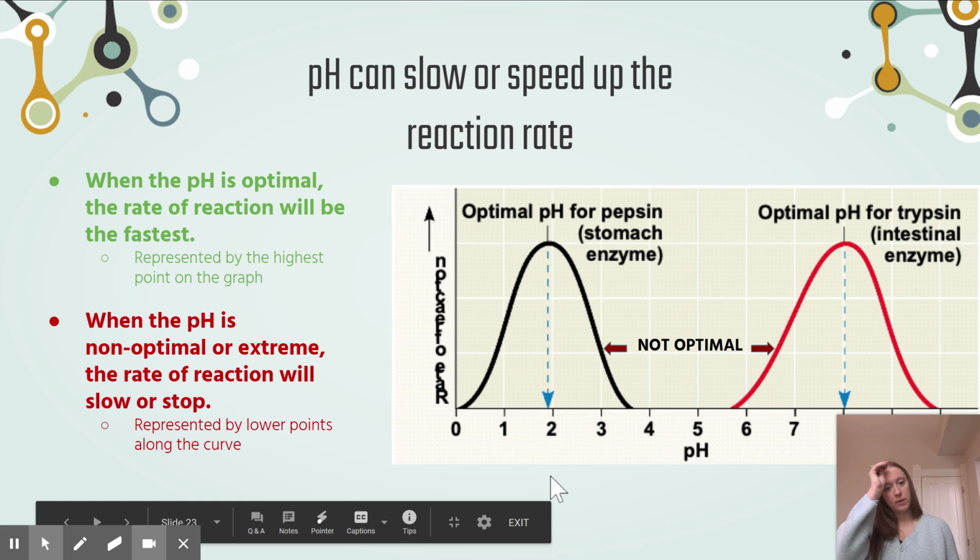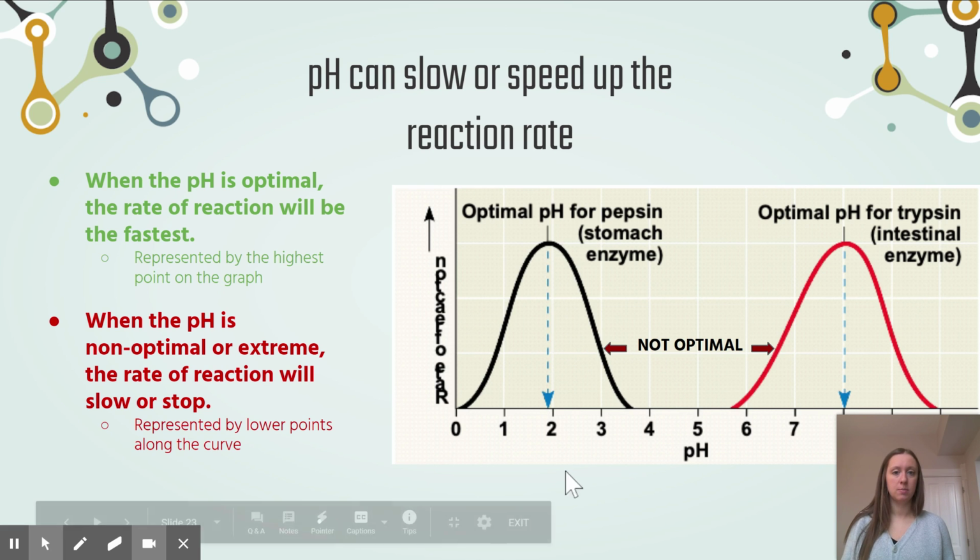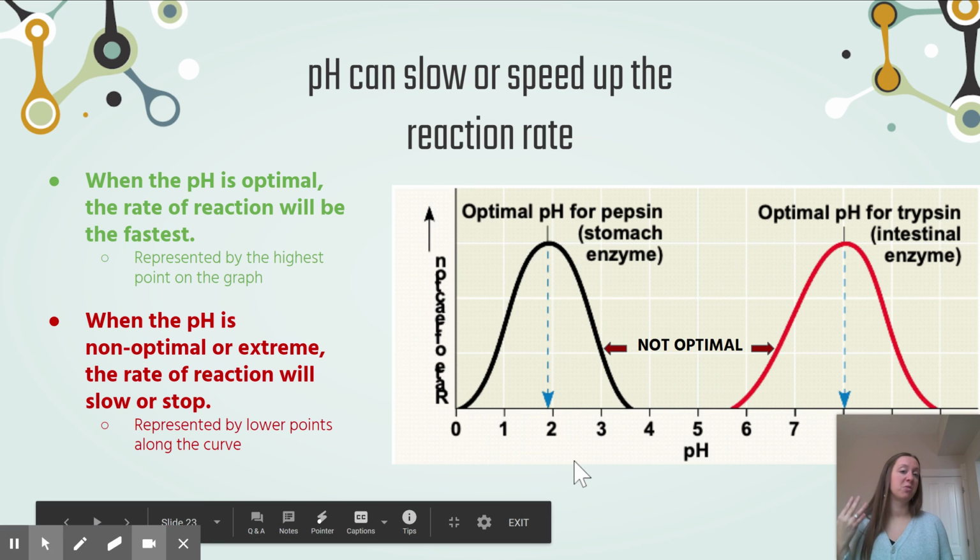So let's look at this first one, pH. pH has an ability to slow or speed up a reaction rate. When the pH is optimal, the rate of the reaction will be the fastest. That's when it's the best time for that enzyme. It's perfect conditions. That's a synonym for optimal, perfect, best, amazing.